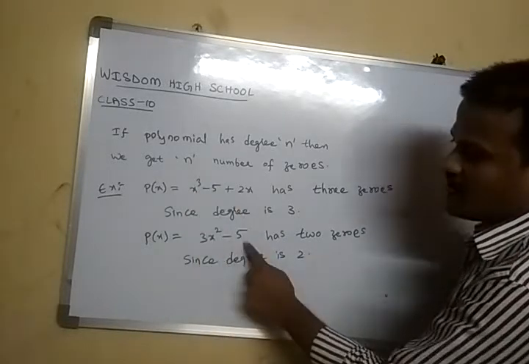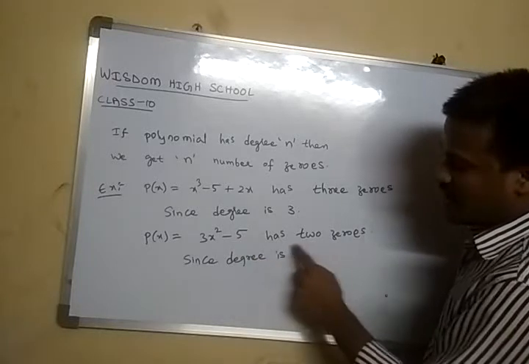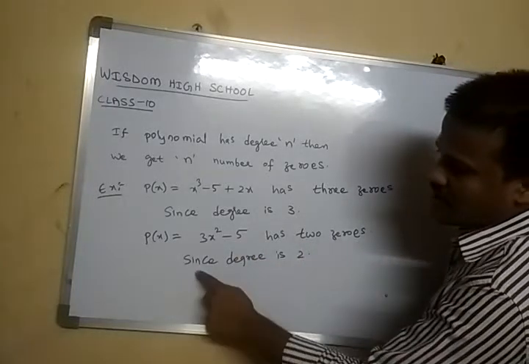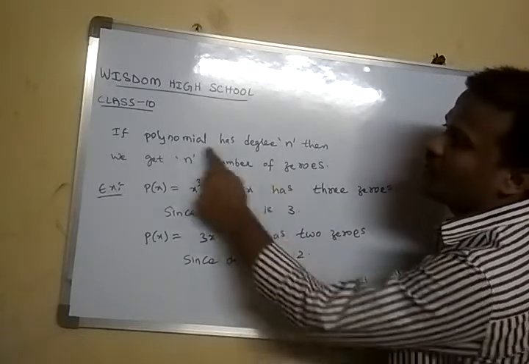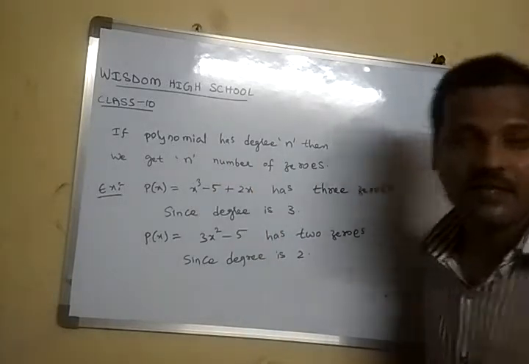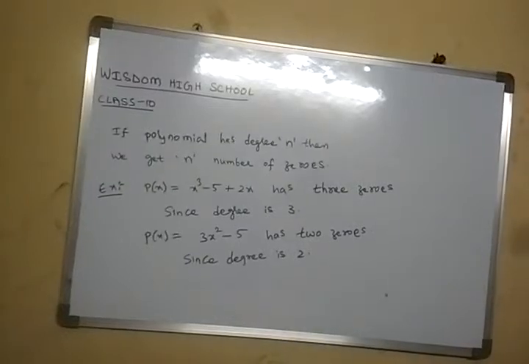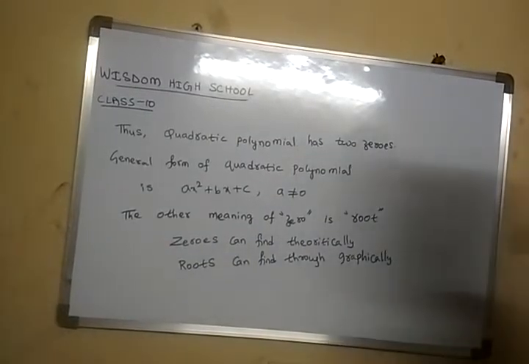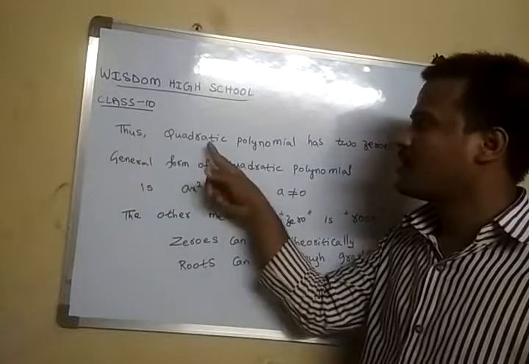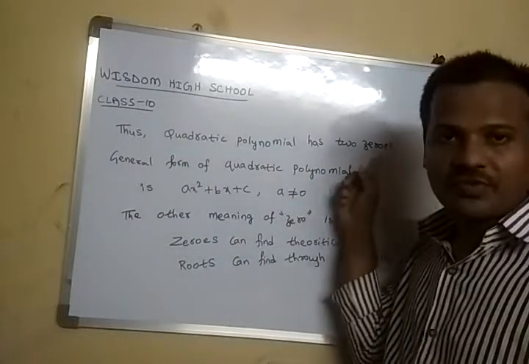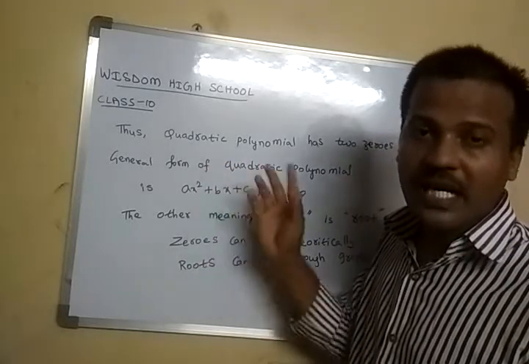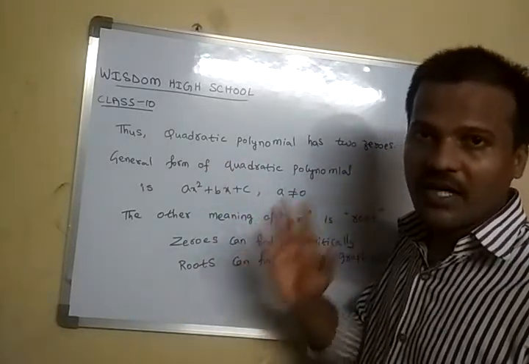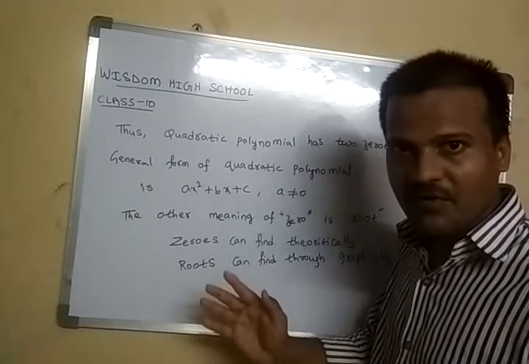And 3x square minus 5 is another polynomial. It has 2 zeros, since the degree is 2. That means the number of zeros depends on the degree, right? Now the quadratic polynomial has 2 zeros. Just now we discussed that a polynomial of degree n has n number of zeros. So if the degree is equal to n, we get n number of zeros.